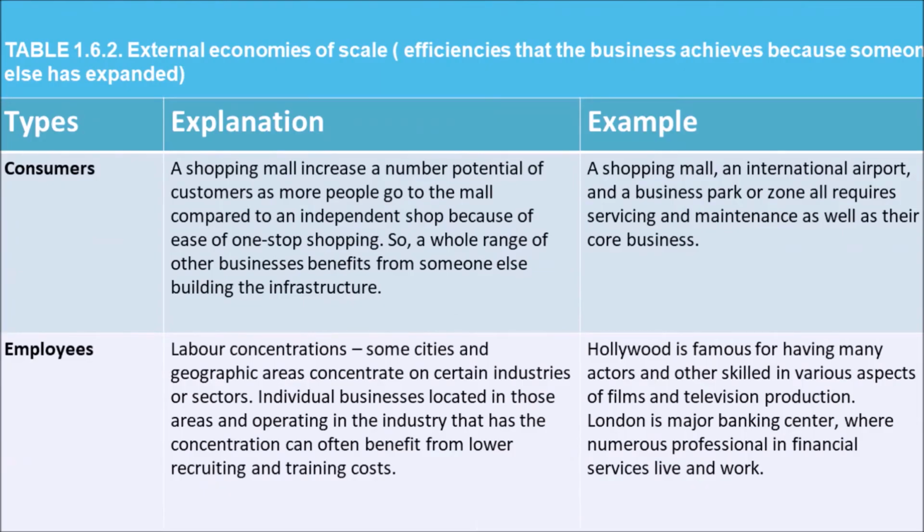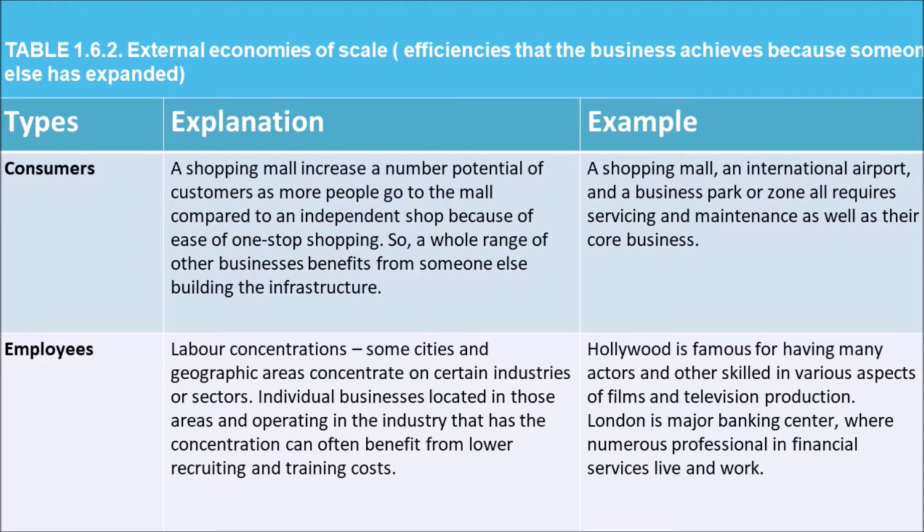Table 1.6.2 shows external economies of scale, efficiencies that the business achieves because someone else has expanded. 1. Consumers. A shopping mall increases the number of potential customers as more people go to the mall compared to an independent shop because of the ease of one-stop shopping. So, a whole range of other businesses benefit from someone else building the infrastructure. For example, a shopping mall, an international airport, and a business park or zone all require servicing and maintenance as well as their core business.